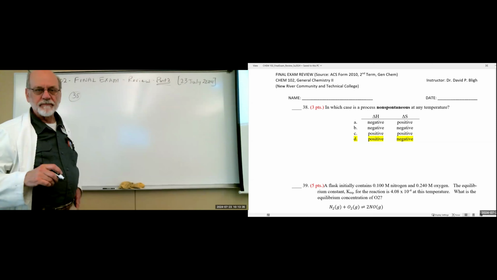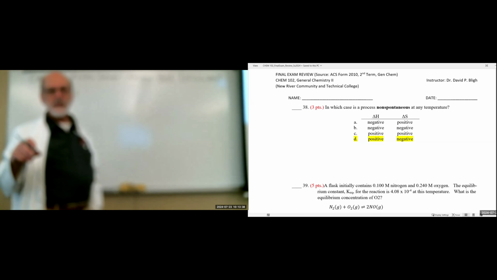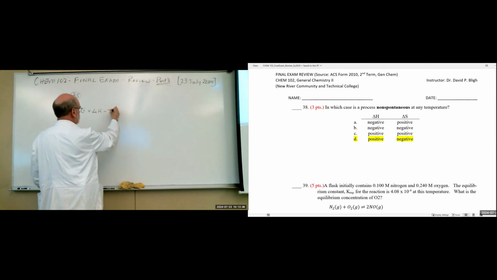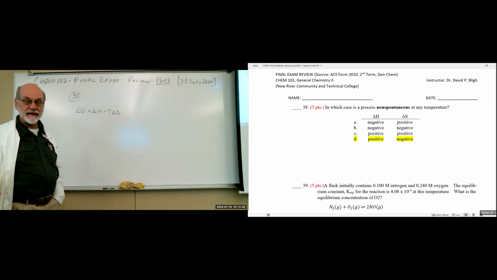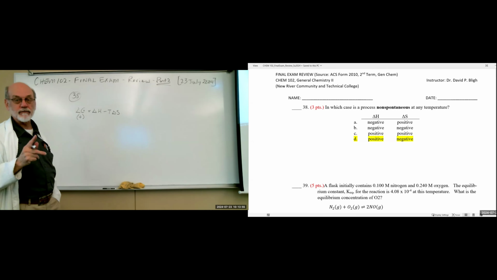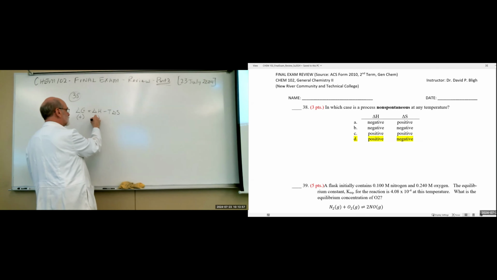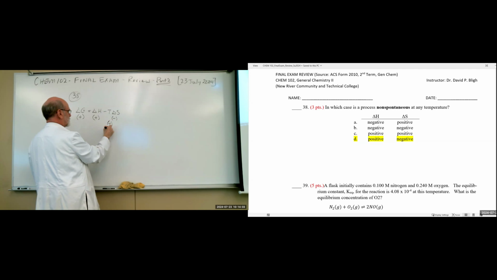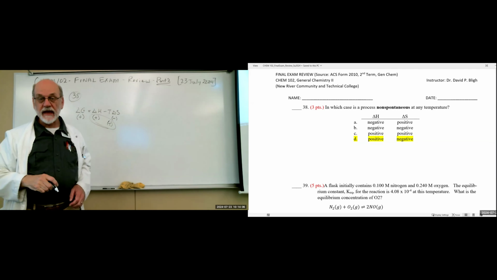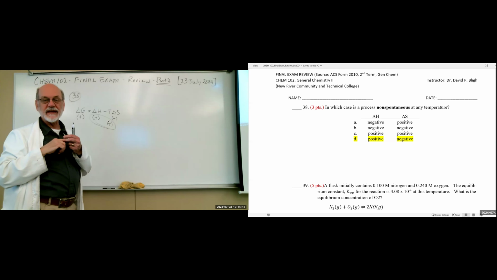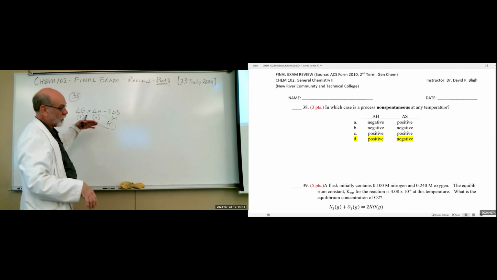In which case is a process non-spontaneous at any temperature? Here we go back to delta G equals delta H minus T delta S. So if it's non-spontaneous, that means this one has to be positive. So how do you get positive every time? This one would be positive, and this one would be negative. Negative times negative is positive. So the answer to that one is D. If delta H is positive and delta S is negative, it's non-spontaneous at any temperature in the forward direction.